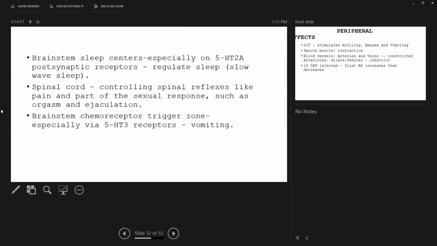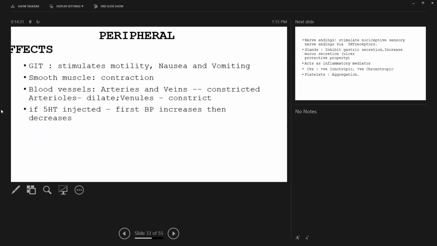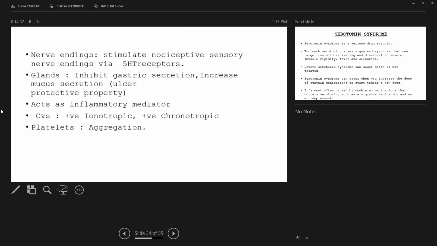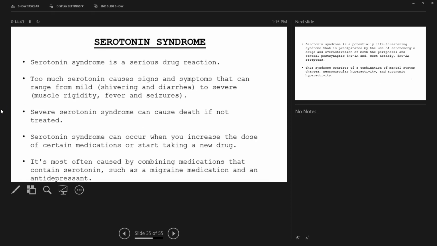In the brainstem sleep centers, especially on 5-HT2A postsynaptic receptors, it regulates sleep. In the brainstem chemoreceptor trigger zone, especially via 5-HT3 receptors, it induces vomiting. In the periphery, it affects the GIT, smooth muscles, blood vessels, nerve endings, glands, and the CVS, where it has positive inotropic and chronotropic effects. Now, there is serotonin syndrome.